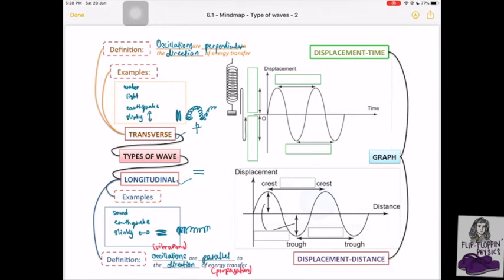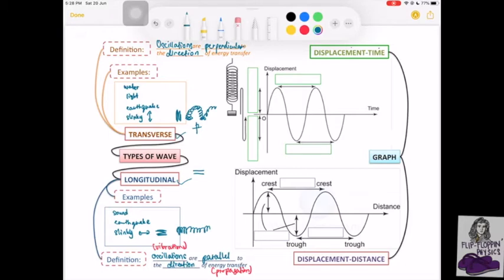So there are two types of graph that are important for the SPM syllabus. On the top here is displacement-time, often written as s-t, or sometimes d-t. And then you also have displacement-distance. On the x-axis of one is time, and on the other is distance. That is the difference between them. The maximum displacement, if you look at the definition just now, would mean the amplitude of the wave.